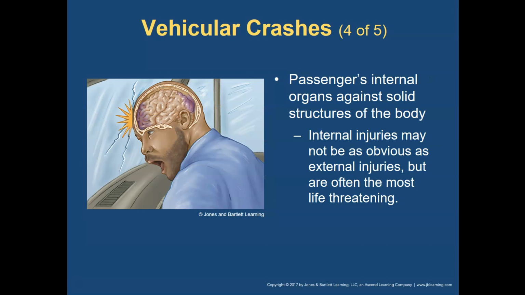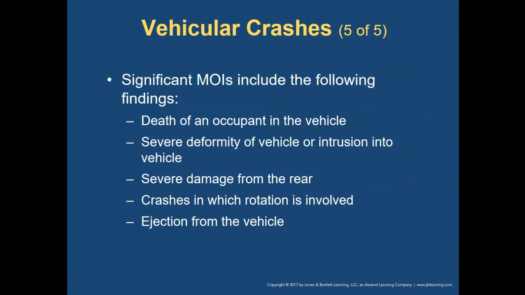You have a passenger's internal organs against the solid structures of the body. So, you know, these internal injuries may not be as obvious as external, but often they are the most life-threatening. We see that his brain kind of got knocked around inside his noggin, and that's going to be a bad thing. We know that it's a closed compartment and there's not much room for expansion or bleeding or swelling or anything. So, with this kind of patient, we might want to pay attention to head injury type symptoms, right? Altered LOC, unresponsiveness, maybe a change in some vitals, those type of things.